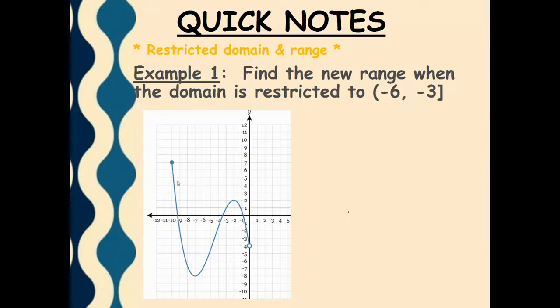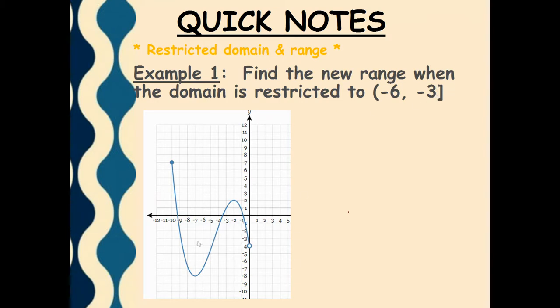All right, so restricted domain. This one says find the new range when the domain is restricted to (-6, -3]. Remember that these parentheses mean open dot or an arrow, and the square brackets mean a closed dot. One means not included, and the square bracket means included.